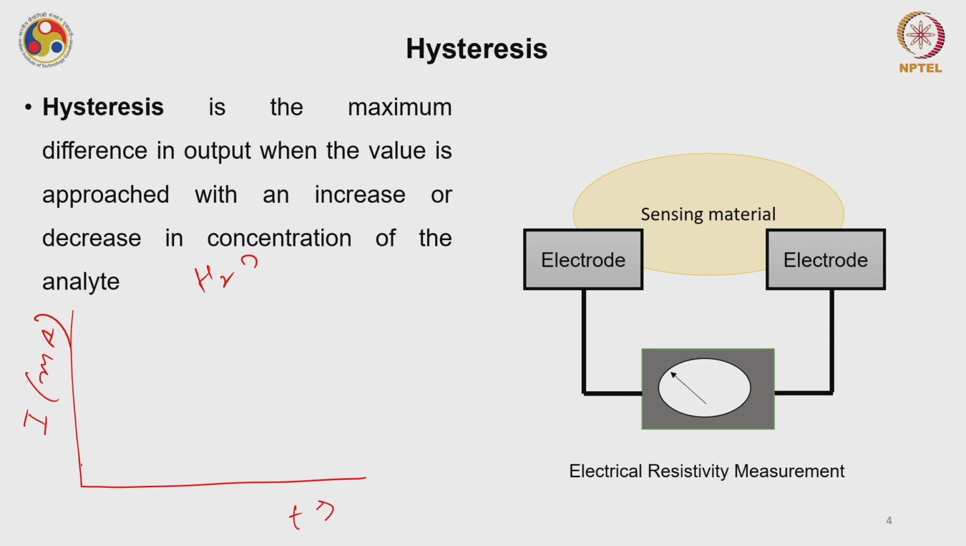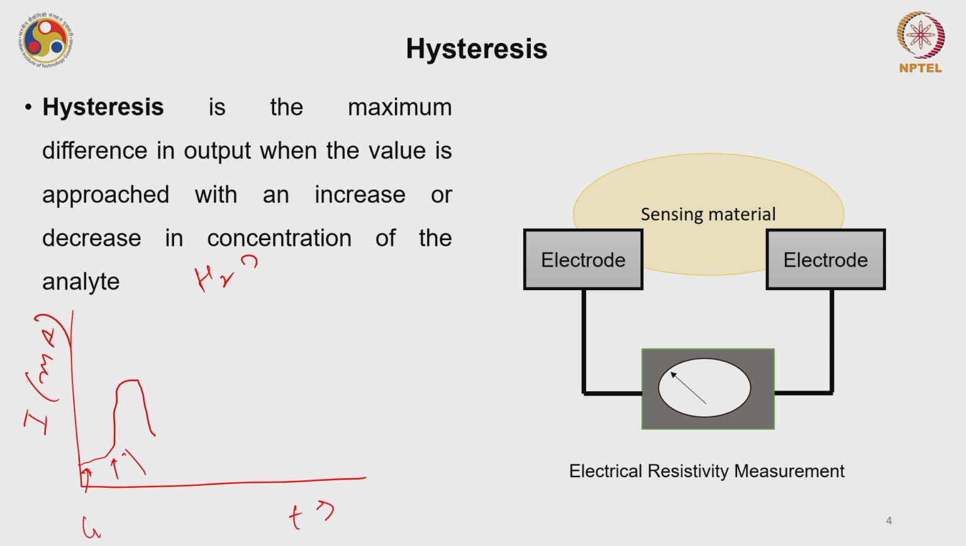Different concentrations. Say this is a device based on a material whose conductivity increases with the analyte. So this was my baseline resistance or baseline current. Consider this curve. This is the dynamic response of the sensor. I have current versus time. This is my baseline current.